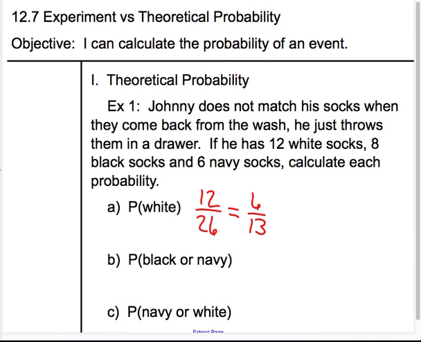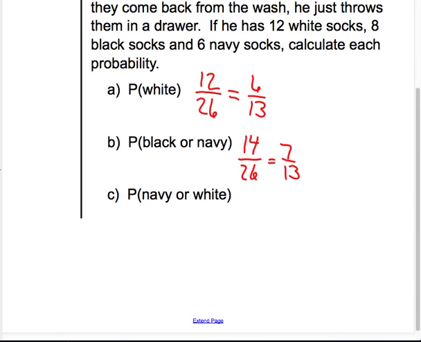For B, we're noticing that we've got the probability that he pulls a black or a navy sock out. Well, he has a total of 14 black or navy socks out of 26 socks in his drawer. Again, simplifying, dividing each by 2, I get 7/13 for my probability. And my last question is the probability he gets navy or white. Well, he has a total of 12 plus 6 or 18 navy or white socks out of the 26 socks in his drawer, gives us a probability of 9/13.